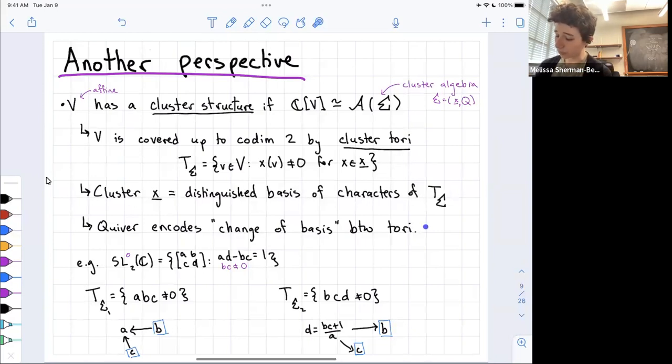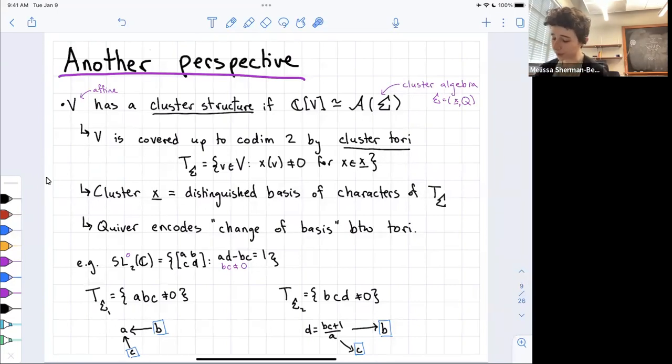And your quiver is now encoding some relations on your variety, and it's really encoding the change of basis between tori. If your tori are very close together, maybe your quiver is directly encoding this. If they're far apart, you might have to do lots of mutations to get from one to the other, but all that information is still in one quiver.